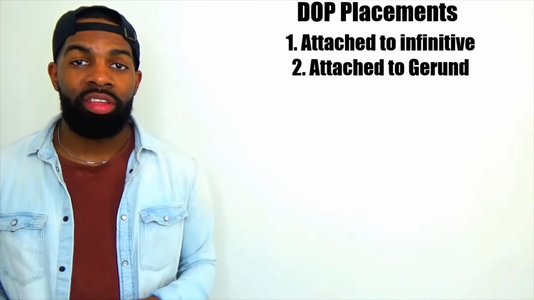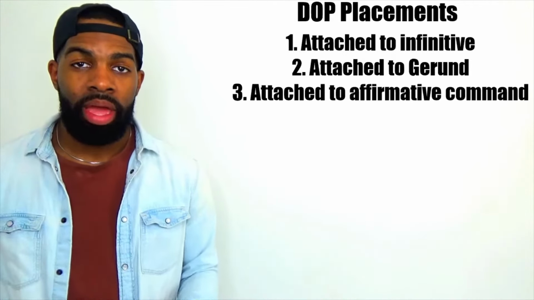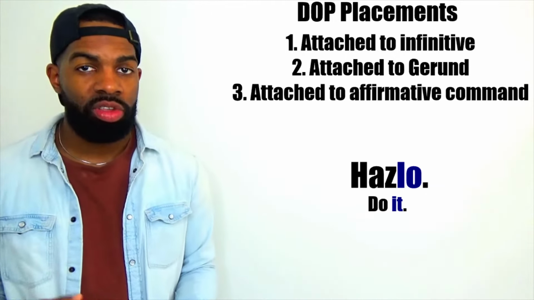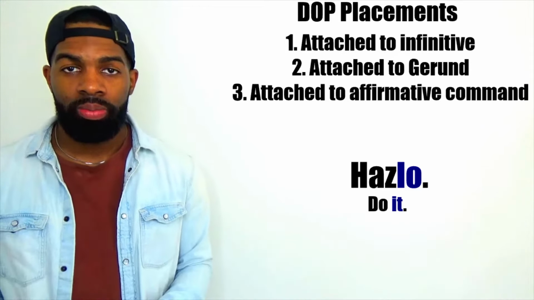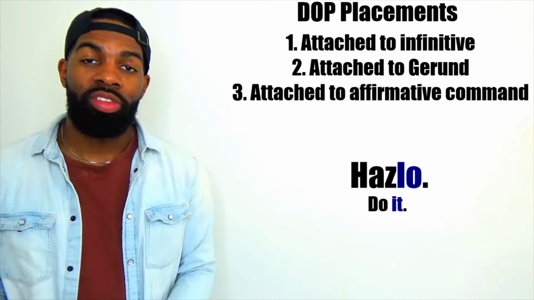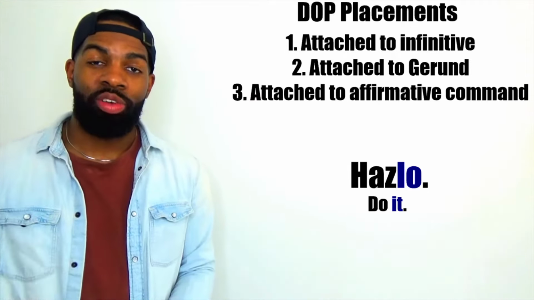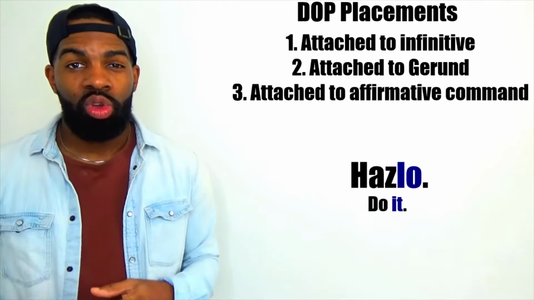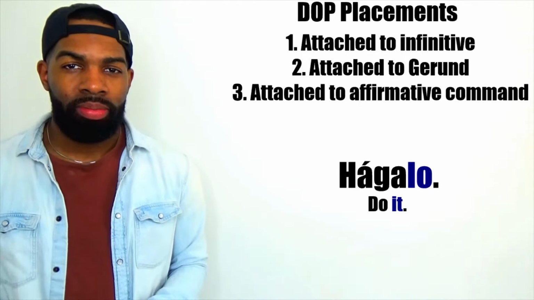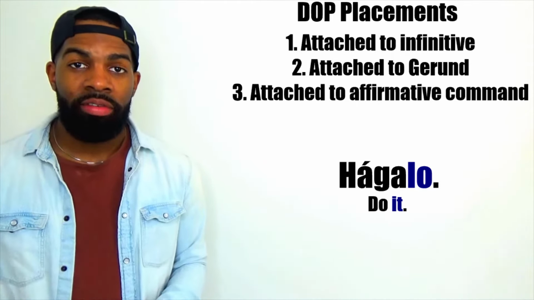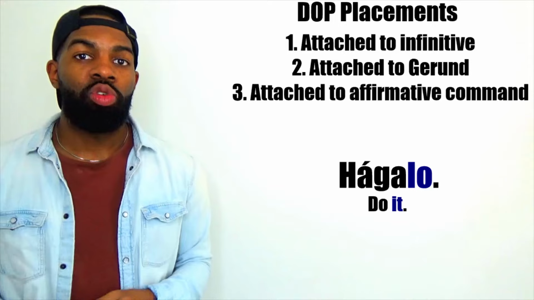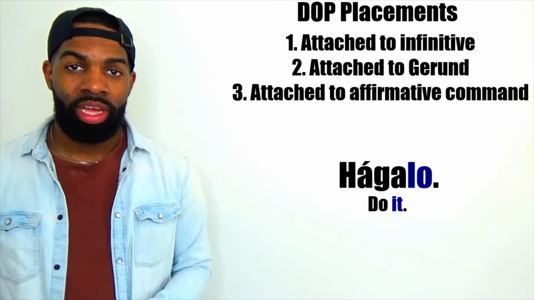The third placement that we have is attached to an affirmative command. For example, hazlo, do it. That's the tú form of do it, hazlo. If your word after the direct object pronoun is attached has 3 or more syllables, then you will accent the third from last syllable again, the third from last vowel. So I'll use the same phrase, but I'll use it in the usted form. Hágalo. So I have to have the accent over the first A there, or aka the third vowel from the end to make it make sense. Hágalo. Okay, so don't forget that part.